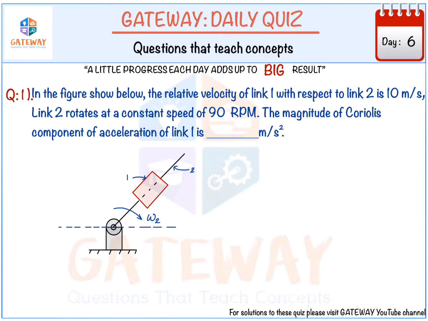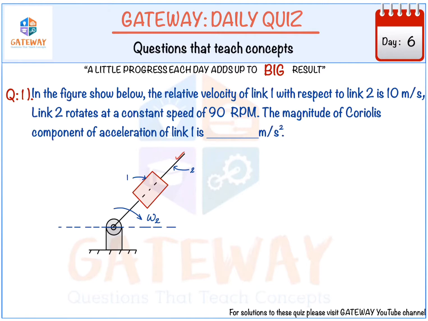Our first question is: in the figure shown below, the relative velocity of link 1 with respect to link 2 is 10 meter per second. Link 2 rotates at a constant speed of 90 rpm. So this link, link 2, rotates at a constant speed of 90 rpm.